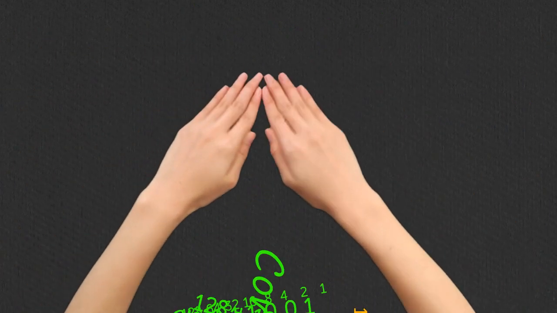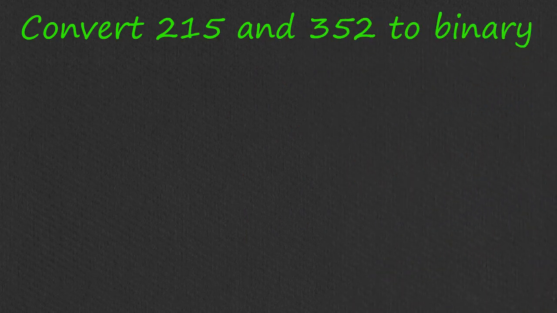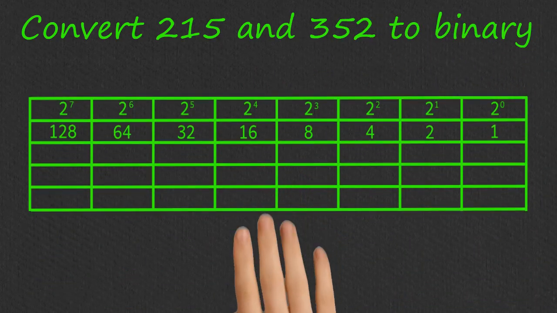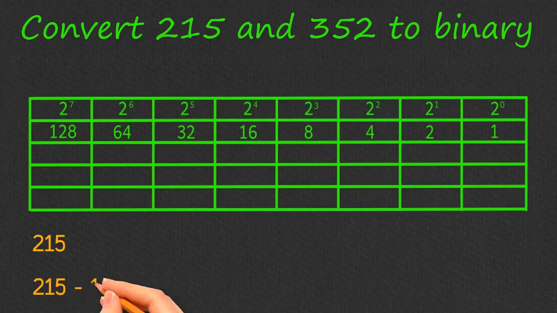Let us do 2 more examples before it will be your turn to try these calculations. Let us convert the decimal 215 and 352 to binary. Here is the blank binary place value table again to help with our calculations. Let us start with 215. The biggest place value from the table that is still smaller than 215 is 128. So let us take it from 215 to see what is left over. 215 take away 128 equals 87.